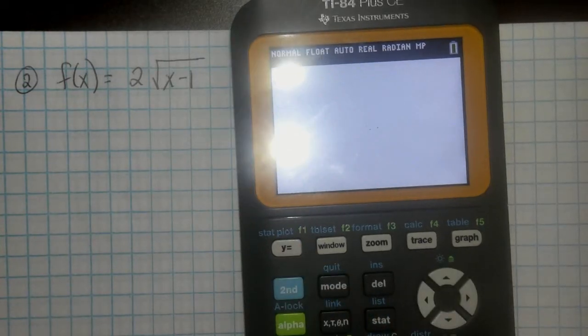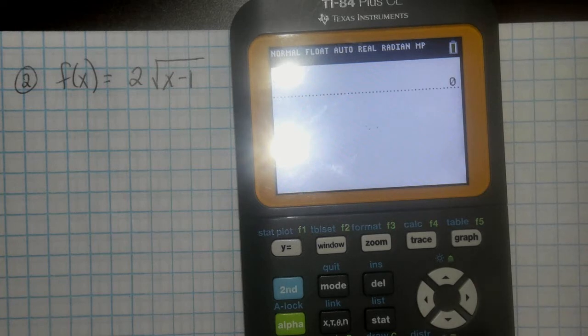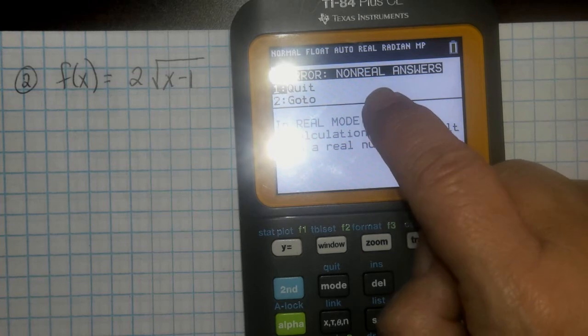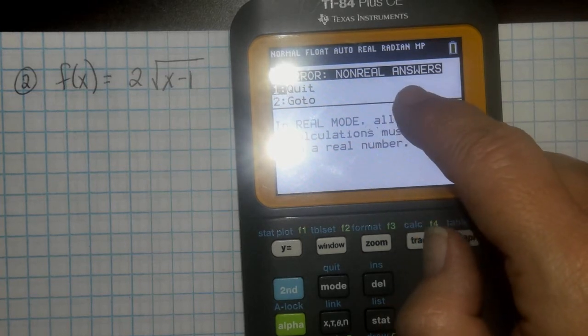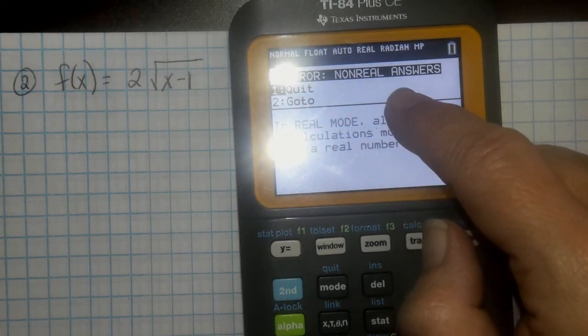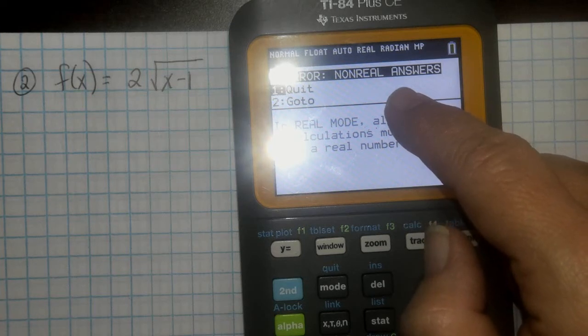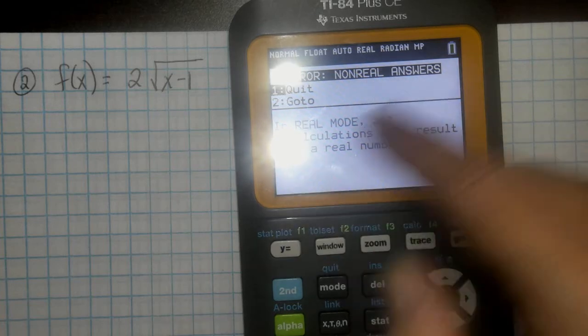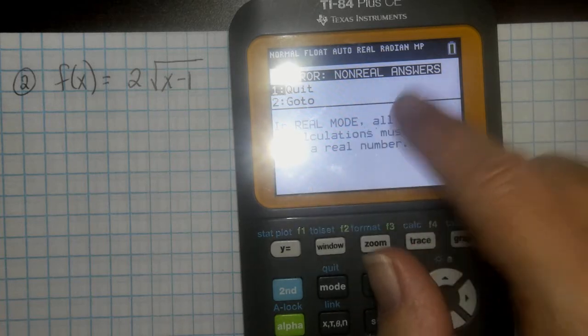Square root of 0 is 0. That's okay. But what about the square root of negative 1? Nope. That's not possible. It's not a real answer, right? Square root of negative 1 is imaginary. And we'll be working with imaginary numbers in a little bit. But for right now, we're dealing with the real number system.